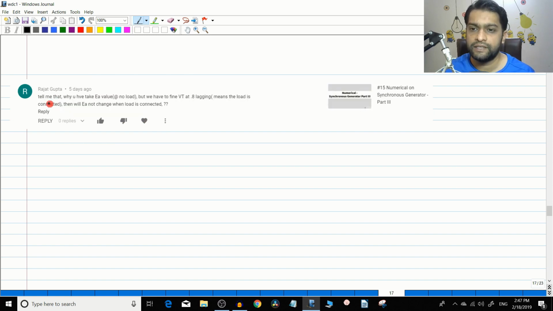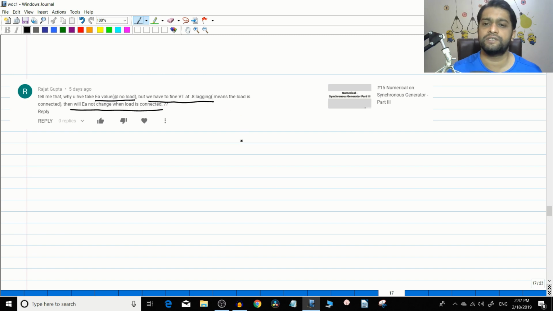Rajat Gupta has asked one more doubt. Tell me why you have taken the EA value at no load, but we have to find VT at 0.8 lagging, meaning the load is connected. Then does EA not change when load is connected? Okay, this is also something I am now getting a little bit confused about.